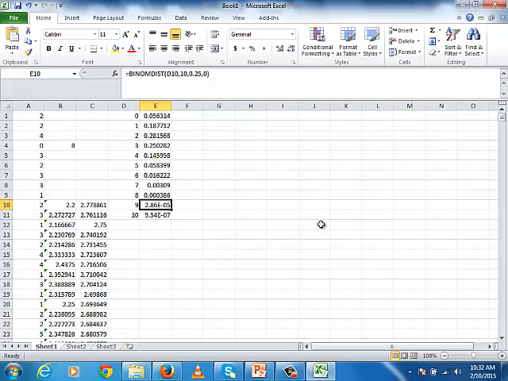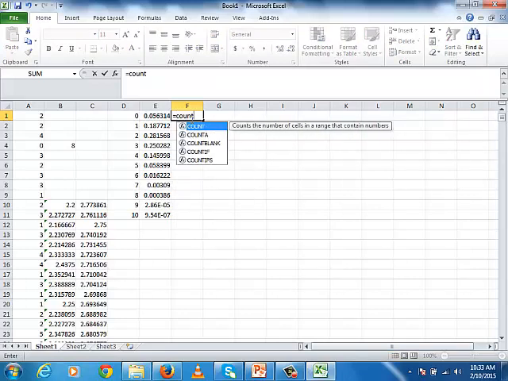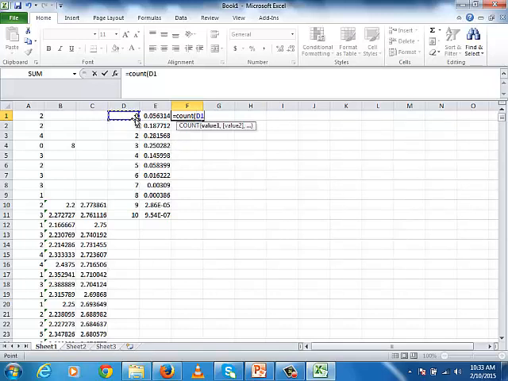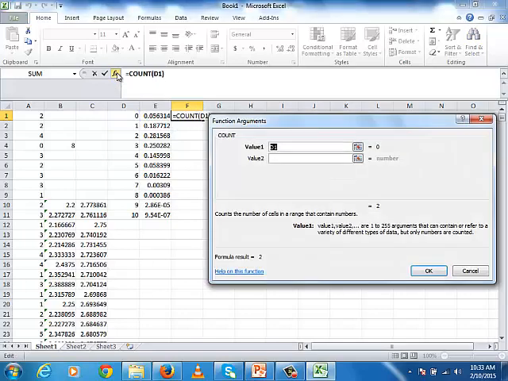Now, what I want to show is that for each outcome, the number of outcomes is about the same as the probability. So, equals count, parentheses, value should be this one, comma. This takes an array, let's look at it. What happened? It's COUNTIF. Let me see. It counts the number of cells in a range that contain the number value.